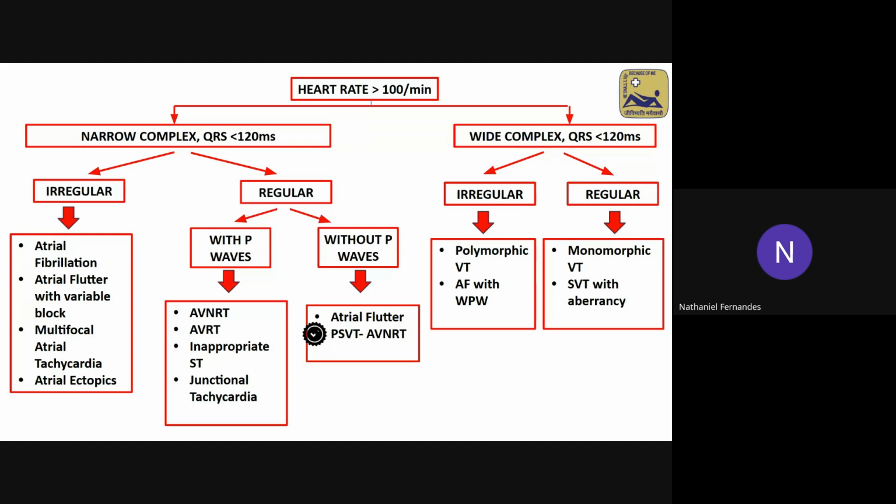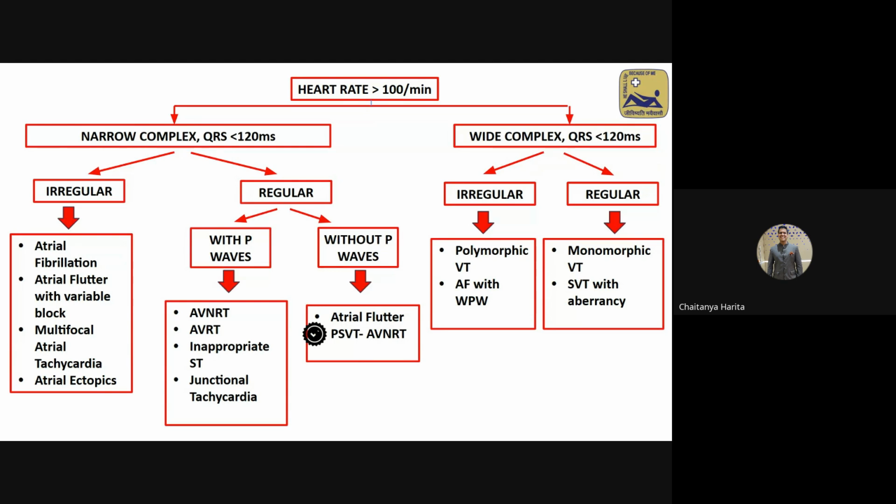So I just have a question with respect to PSVT, AVNRT. Is the mechanism different? Good question. With AVNRT, the problem is that there is a re-entry circuit within the AV node. You have a fast circuit and a slow circuit within the AV node itself.